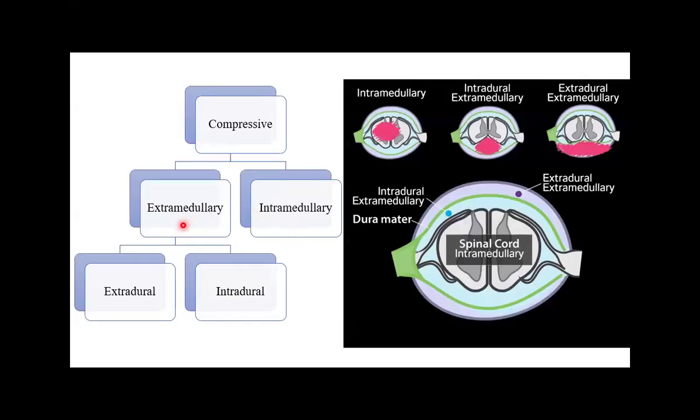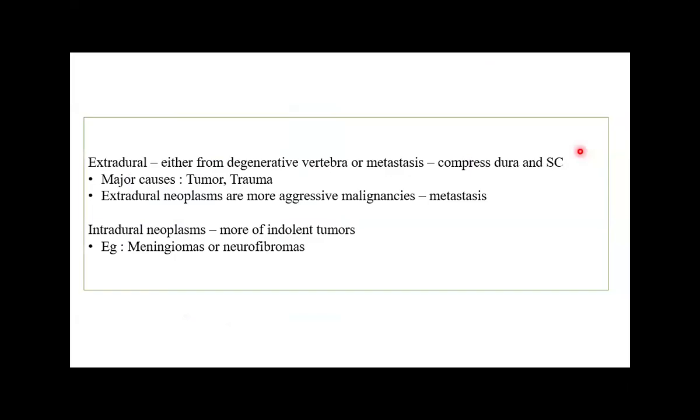Once we localize it as a compressive lesion, we have to find whether it is extramedullary or intramedullary, and if extramedullary, further extradural or intradural. Extradural lesions are either from degenerative vertebra or metastasis, which compress the dura and spinal cord. Major causes are tumor and trauma. Extradural neoplasms are more aggressive malignancies, metastases, whereas intradural neoplasms are more indolent tumors, meningiomas or neurofibromas.